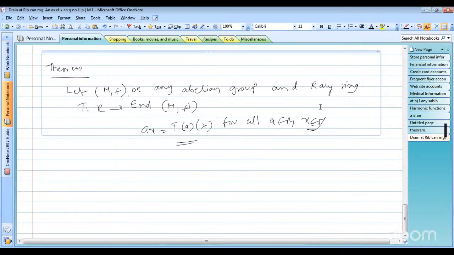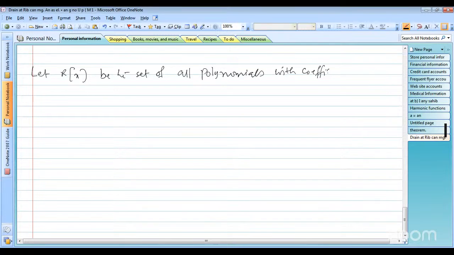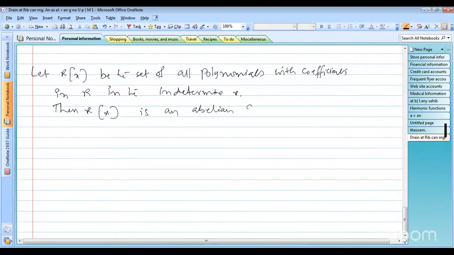Let R[x] be the set of all polynomials with coefficients in R, with x an indeterminate. Then R[x] is an abelian group with respect to the usual addition of polynomials.